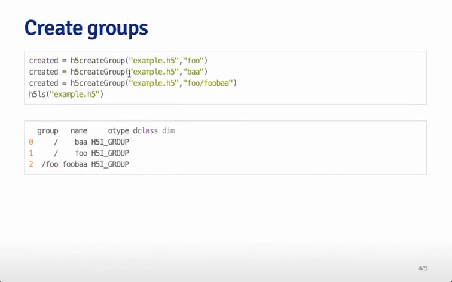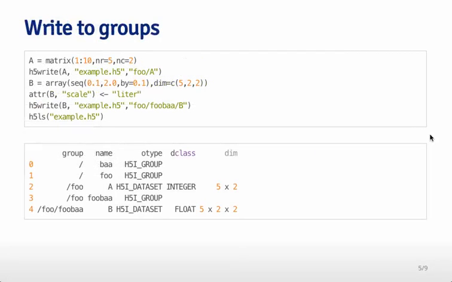So once we've created that HDF5 file, we can create groups within the file. So we use h5createGroup. That will create within this file the group foo, and then we can create another group called baa, and create another group that is a subgroup of foo called foobaa. And so you can actually see the groups and the names of the things that we've created if you look at h5ls. It's like the ls command, but it's listing out only the components of this particular HDF5 file.